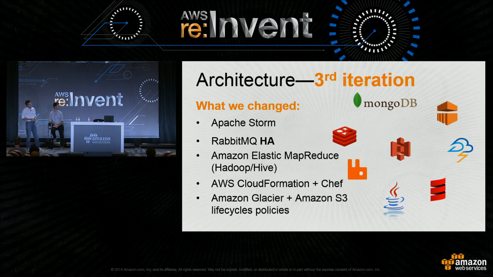And we started using Amazon S3 and its lifecycle policies to move data to Amazon Glacier to reduce our cost and to store all the raw data that we then needed to process with Hadoop and Hive.